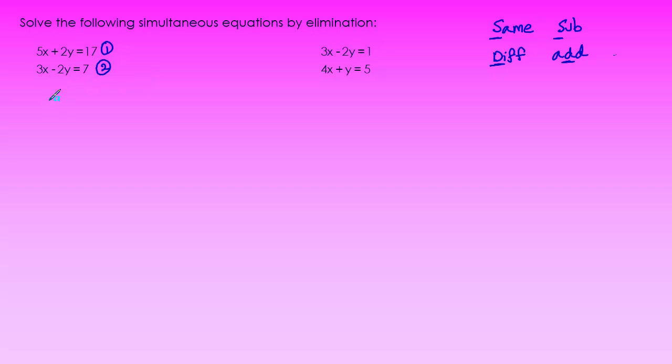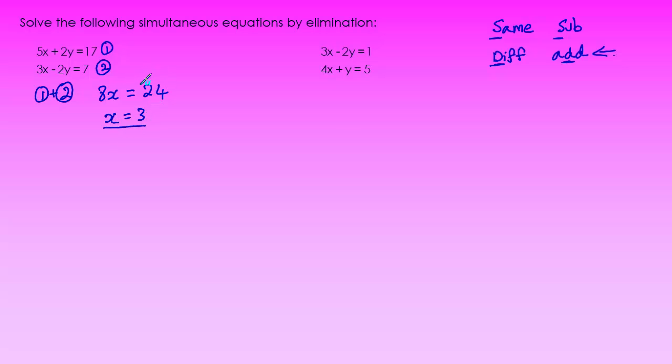So what we're going to do to get rid of the y's here is add because the signs are different. So 1 add 2. 5x add 3x gives me 8x. Adding positive 2y and negative 2y means the y's disappear. We have no y's, and that was the point of doing this. It means that we get rid of one of the letters. Then 17 add 7 is 24. So divide both sides by 8 and we find that x is 3.